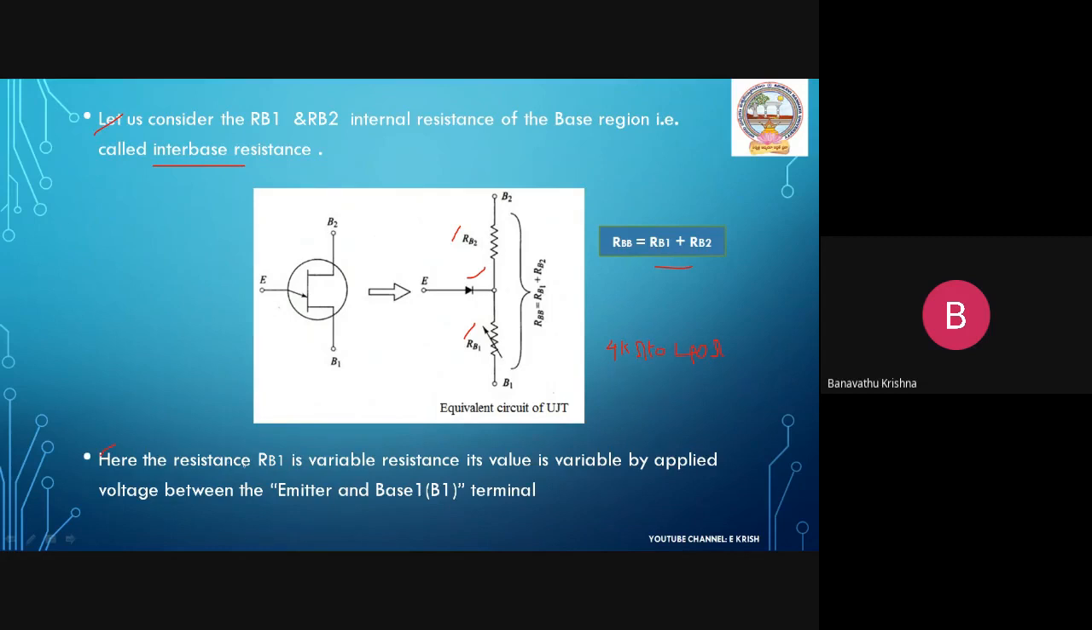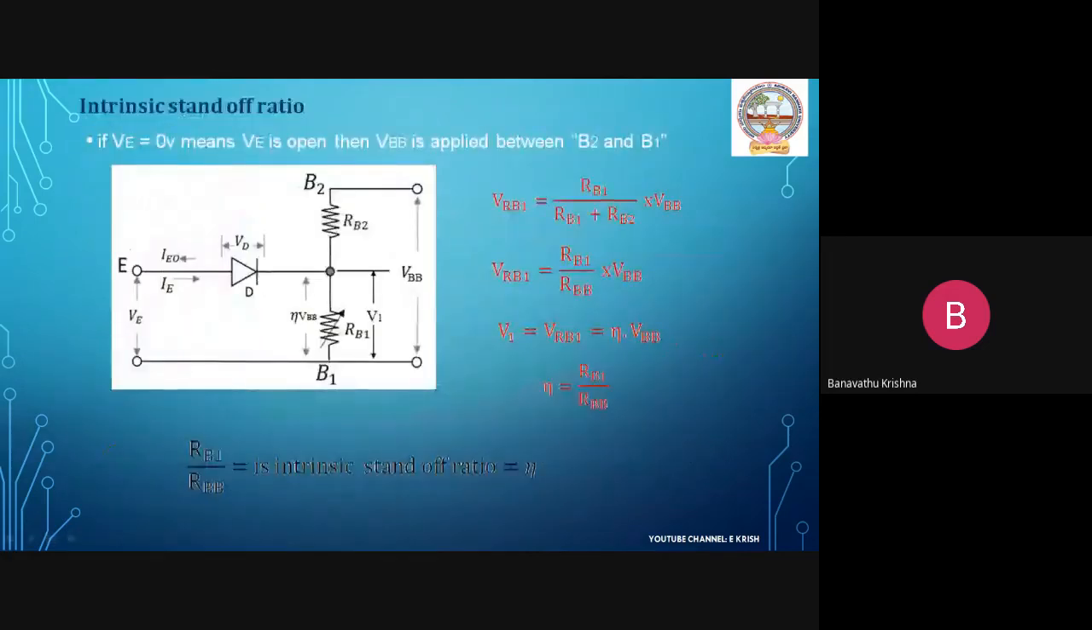Hence, the resistance RB1 is a variable resistance. Its value is varied by the applied voltage between the emitter and base 1 terminals. Next, the intrinsic standoff ratio. Here the intrinsic standoff ratio is denoted by eta.